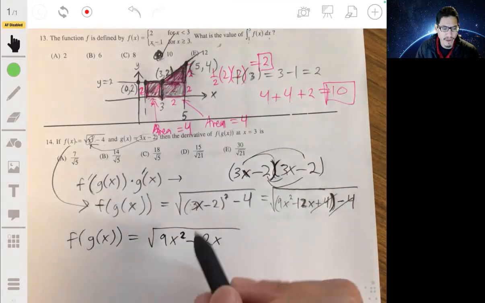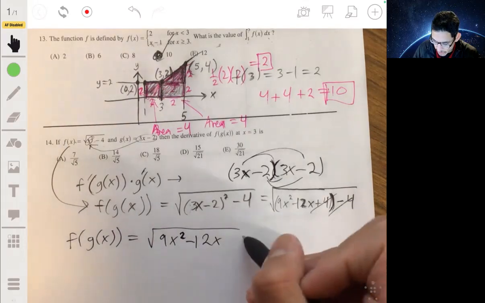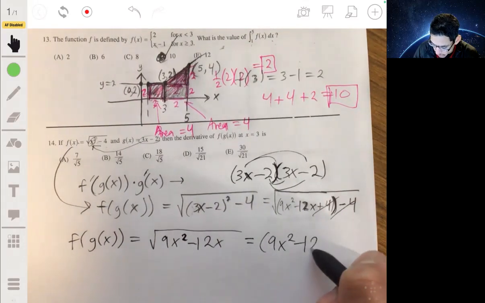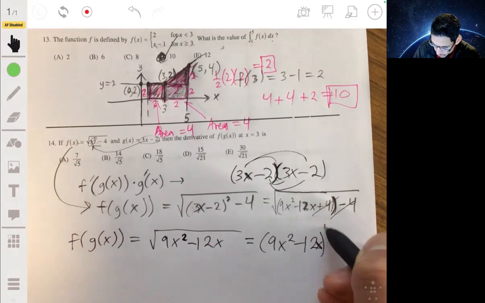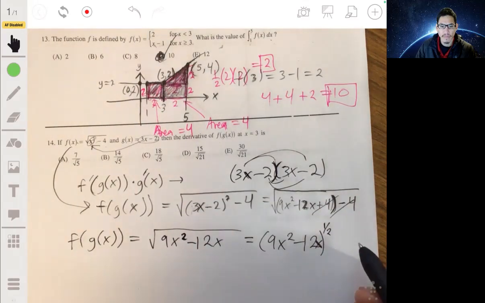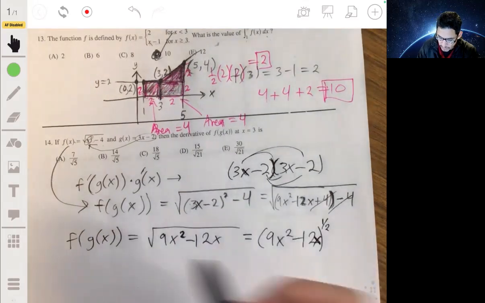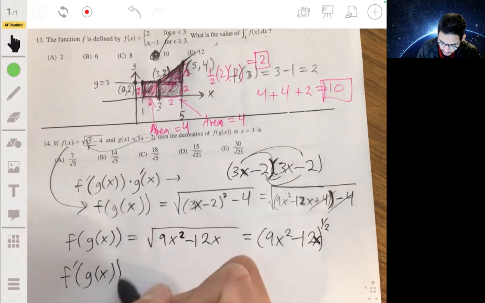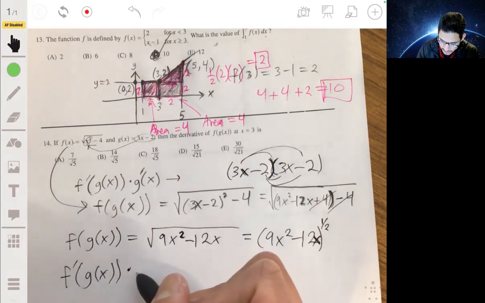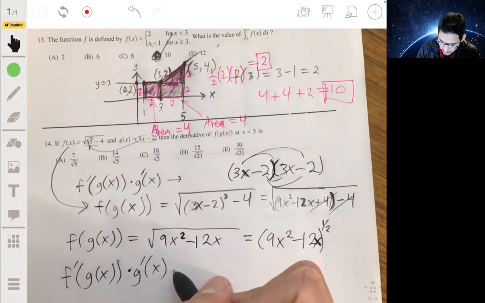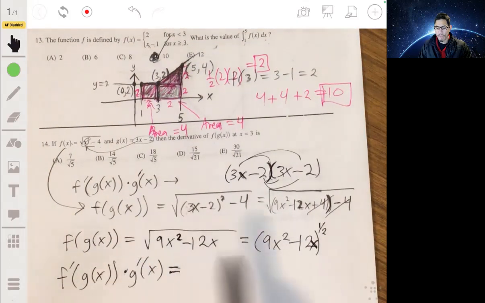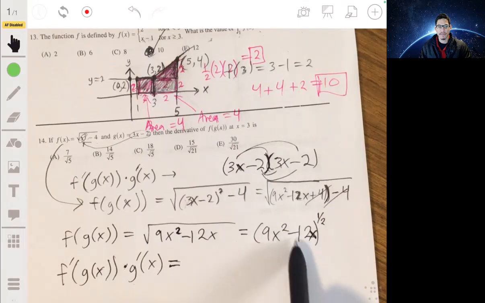All right, so if we want to find the derivative of this, now this is the same as 9x squared minus 12x all to the 1/2 power. So we want to find the derivative f prime of g of x. Remember, we have to do f prime of g of x times g prime of x. So we just find the derivative of this, essentially.